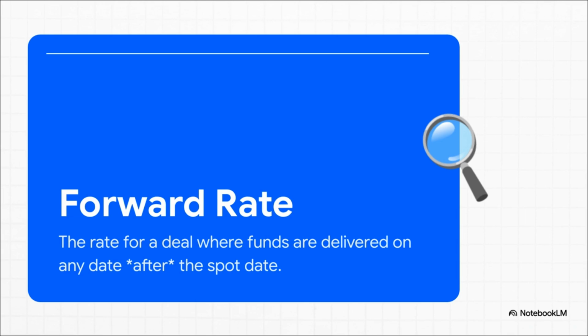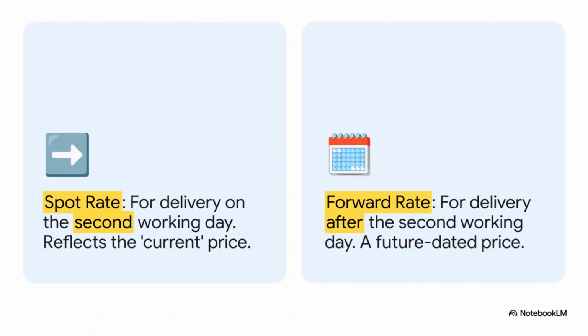But what if you're a company that needs to pay a supplier in, say, 3 months? You don't want to wait and see what the rate will be then. That's where the forward rate comes in. It's a rate you agree on today for a currency exchange that will happen sometime after that standard 2-day spot window. So the bottom line is this.